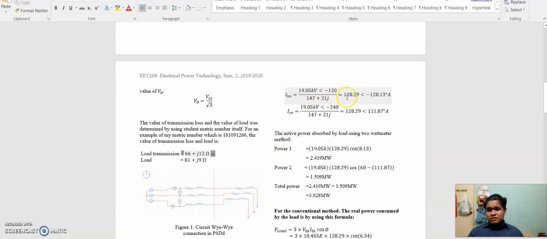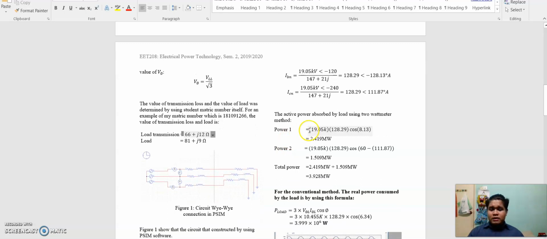The final calculation is also the same because the current magnitude will be the same, but the angle will not be the same. So the angle is negative 128.13 ampere, and for ICN, the final answer is 128.29, angle 118.87. And then we go to the active power absorbed by load using the 2 wattmeter method.